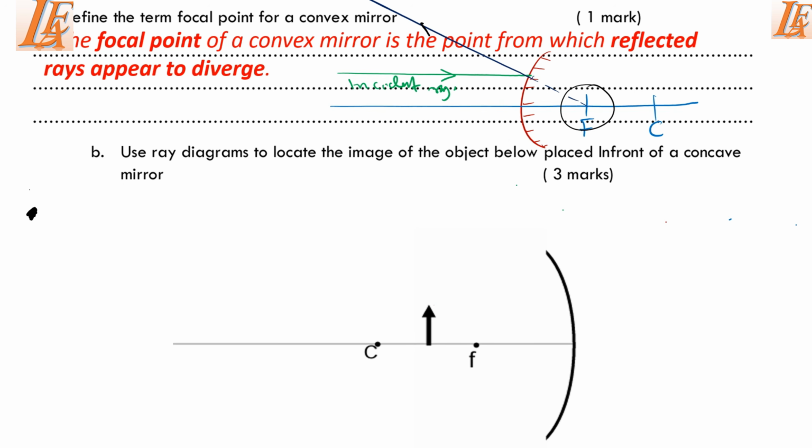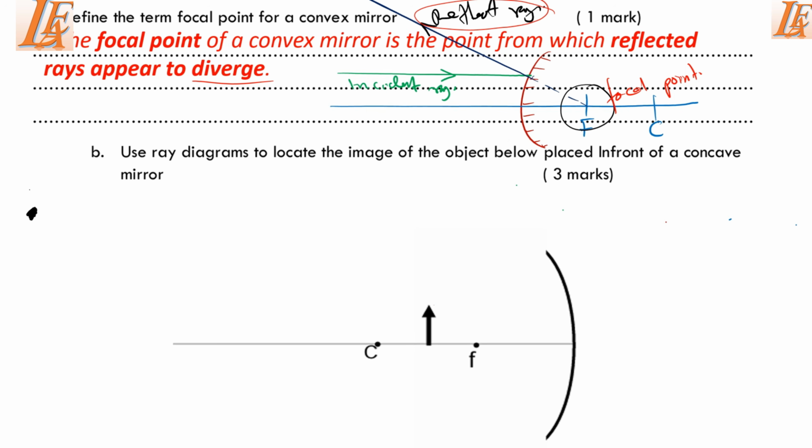So this is what we call a reflected ray. In this case, that's why we define this focal point. Let me label it. This is the focal point. That's why we define the focal point as a point from which this reflected ray will appear to diverge from after reflection from a convex mirror.